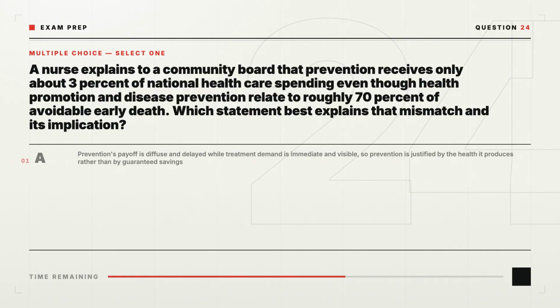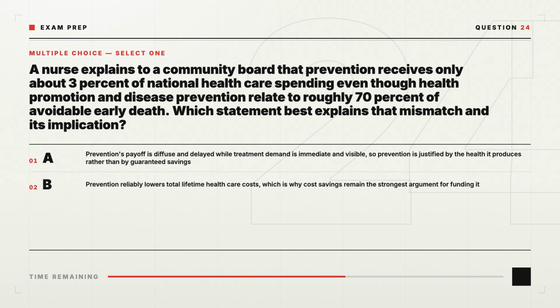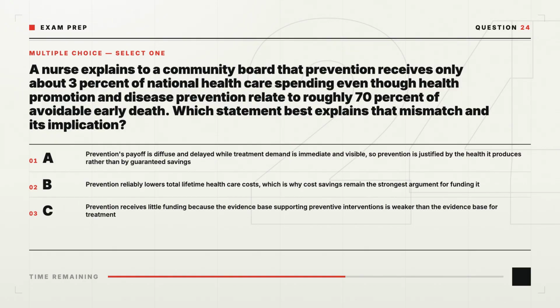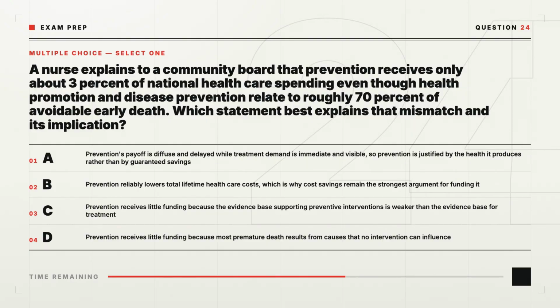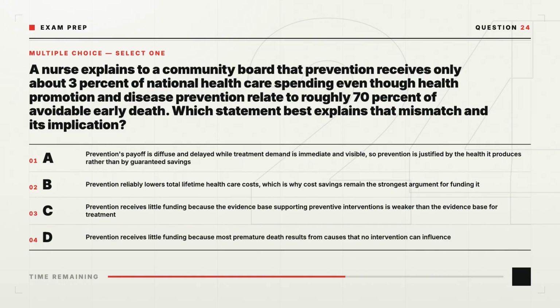Your options are: A. Prevention's payoff is diffuse and delayed, while treatment demand is immediate and visible. So prevention is justified by the health it produces rather than by guaranteed savings. B. Prevention reliably lowers total lifetime healthcare costs, which is why cost savings remain the strongest argument for funding it. C. Prevention receives little funding because the evidence base supporting preventive interventions is weaker than the evidence base for treatment. D. Prevention receives little funding because most premature death results from causes that no intervention can influence. Got a guess? Lock it in.